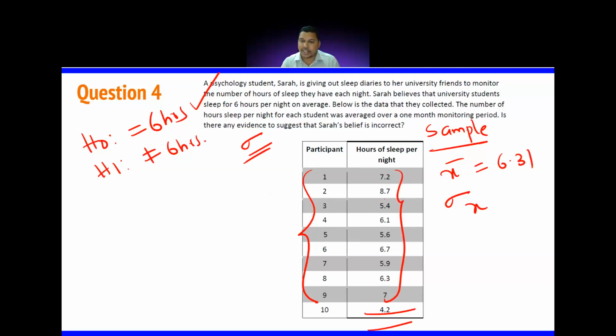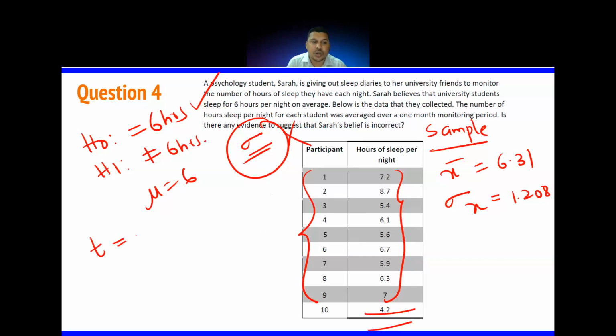6.31, from this table I calculated it. You take the average of these 10 values, you get 6.31. If you calculate the standard deviation using the formula, you get something around 1.208. So from this data you have calculated X bar and sigma X, and you know the population's average, mu, is 6 hours. We are not given the standard deviation of the population. So which test to apply? Obviously, it is the t test.